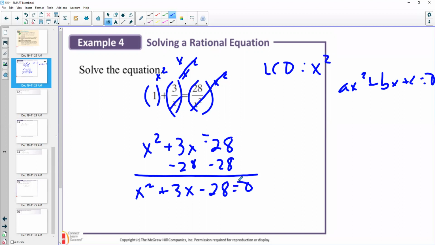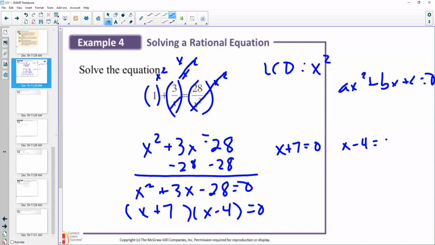Okay, and now we need a factor. So let's see, multiply to negative 28, add to 3, that should be x plus 7, x minus 4. And now we use the zero factor property. x plus 7 equals 0, x minus 4 equals 0, so that becomes x is negative 7. This becomes x equals 4.